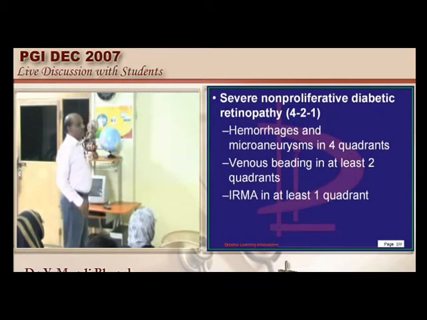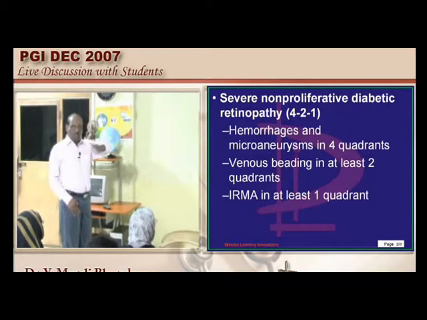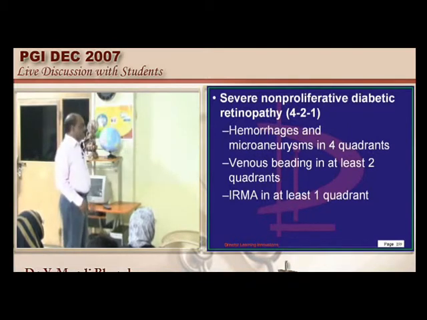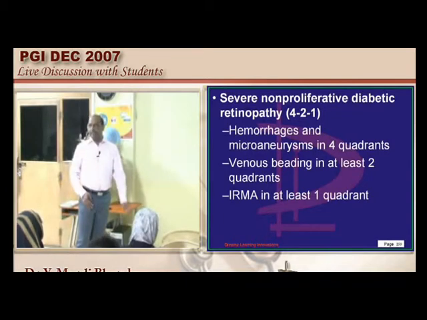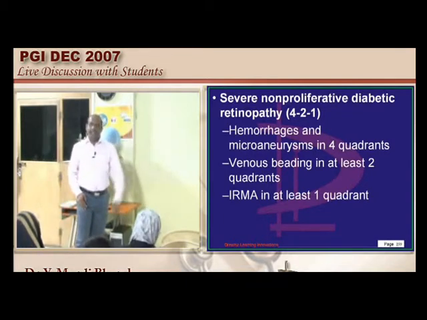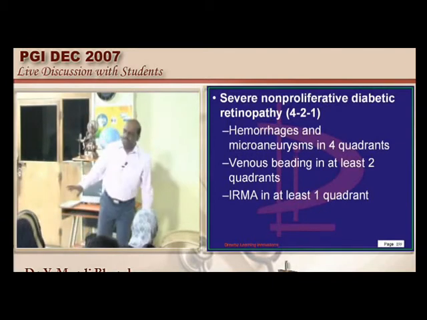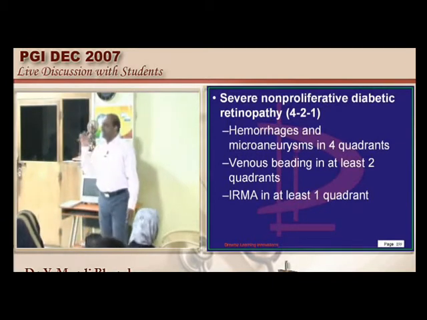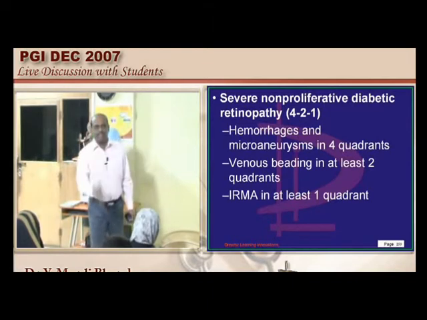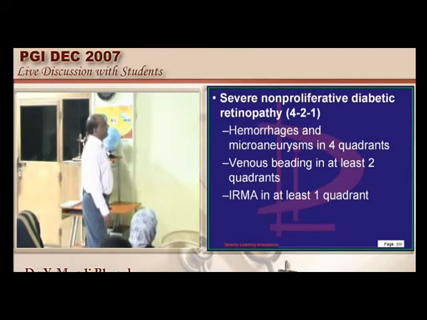The moment you have microaneurysms in all 4 quadrants of the fundus with hemorrhage, venous bleeding in at least 2 quadrants and IRMA in at least 1 quadrant, then it is typically called severe, still non-proliferative, diabetic retinopathy. That is how you stratify. So what is the take-home message for the next entrance exam? Microaneurysms are considered the earliest clinical sign that you typically see on fundoscopic examination.